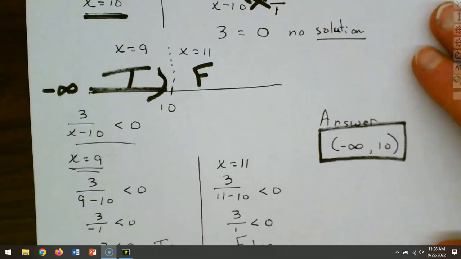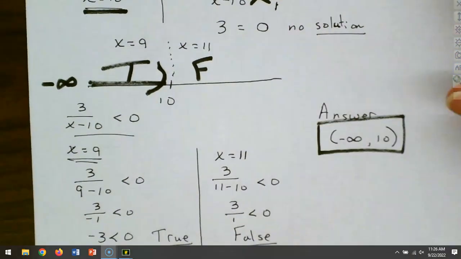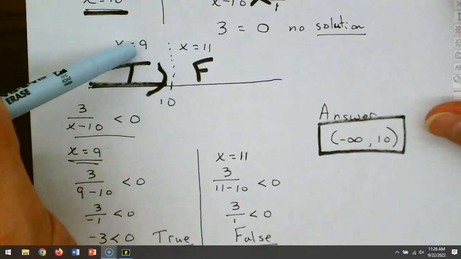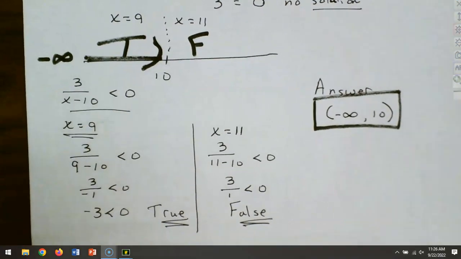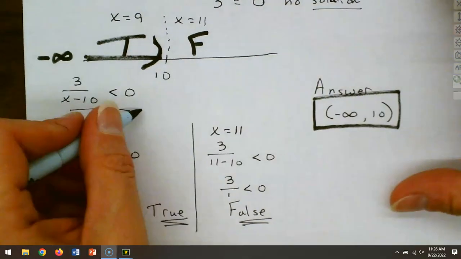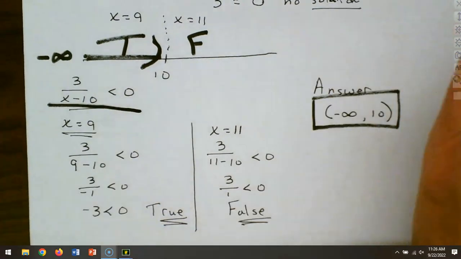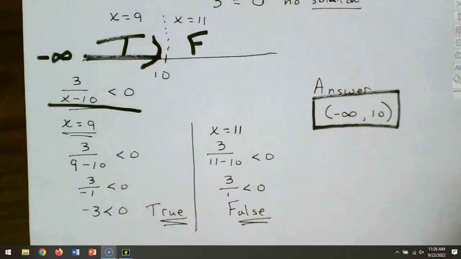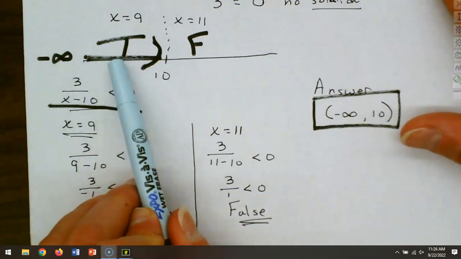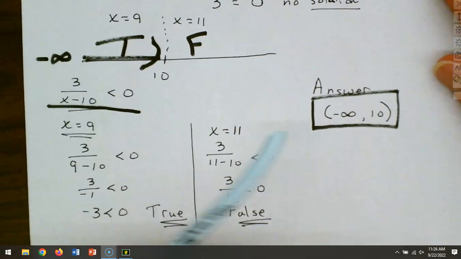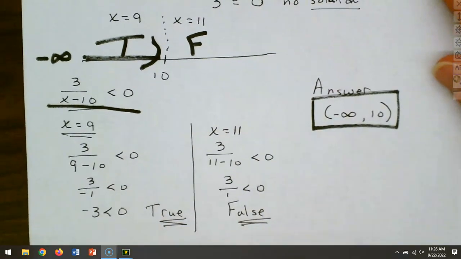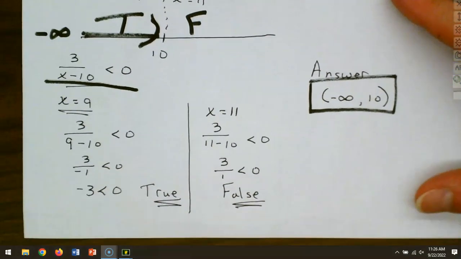And so then we took our 10, we put it on a number line. So we got 9, which is smaller, and 11, which is larger. We plugged them back into the original here. Okay, and we saw that if I use the 9, it's true. If I use the 11, it's false. So that means it's true on the left-hand side. The left-hand side goes to negative infinity. So it would be negative infinity to positive 10. Is everyone okay with that one?